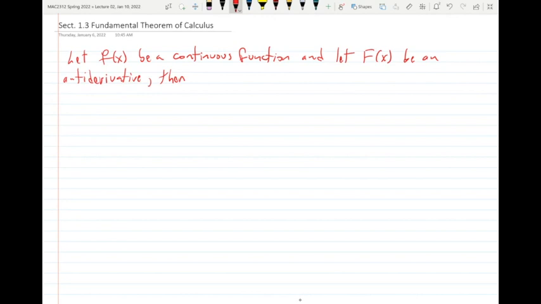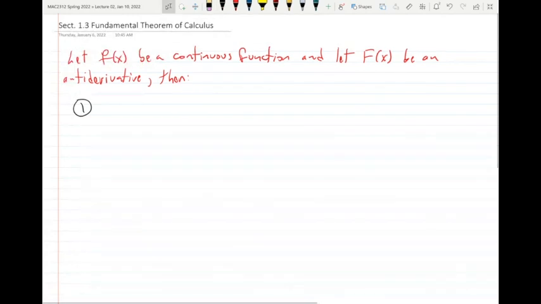So there are several statements. The first one, and typically maybe you saw it, maybe you didn't see it in calculus 1, but there are a bunch of questions like this in the homework. Okay, so let me just quickly tell you what it is. The first one is the following. There is a function that we can define. Okay, we can define the following function.